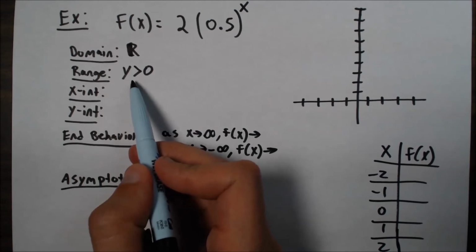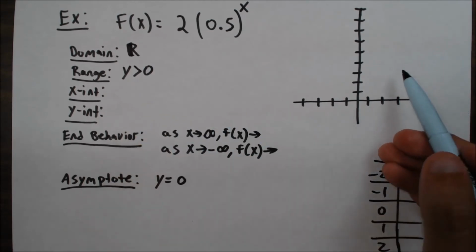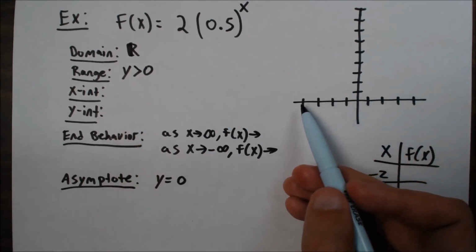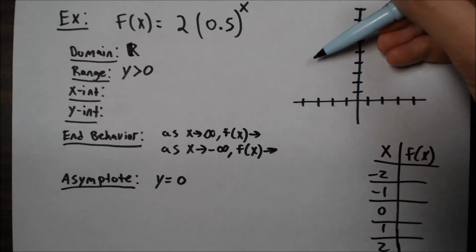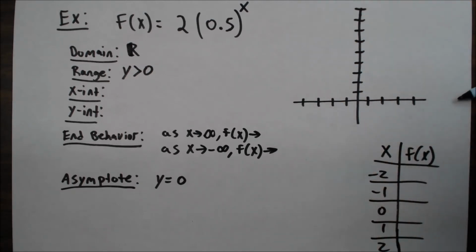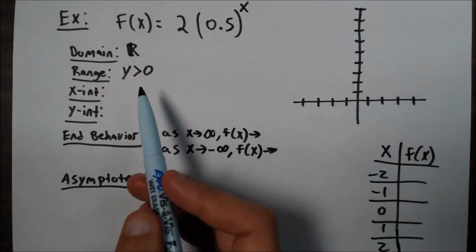Notice that I don't put an equal sign on there because remember, the graph will never actually reach 0. It'll get closer and closer and closer to 0. In fact, this graph's going to go this way. But it will get closer and closer to 0 without ever actually hitting it, so I can't put an equal sign on there.